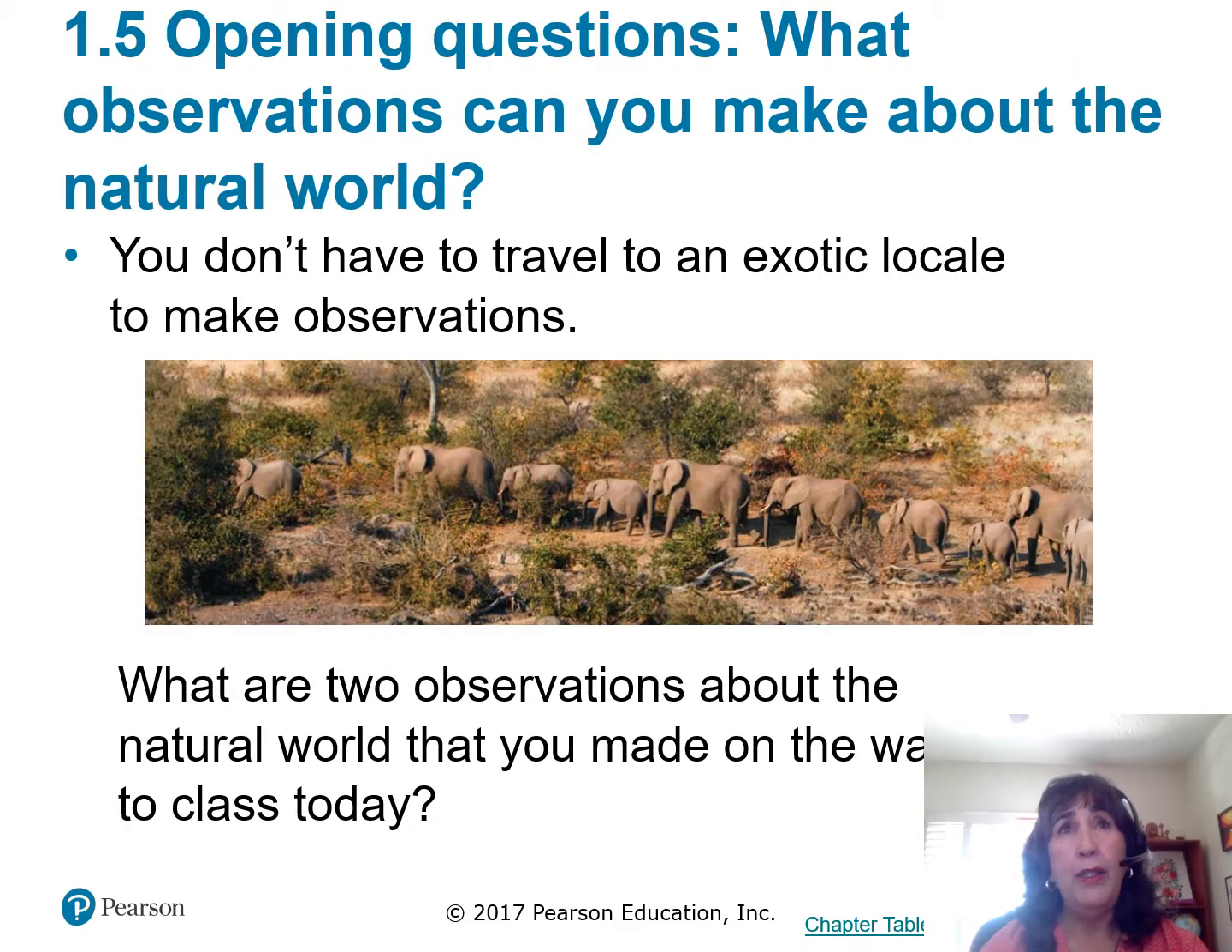Another opening question: what observations can you make about the natural world? We don't have to travel to exotic places like Africa, even though I'd love to go there. We can look around at our own beautiful Chihuahuan desert. So do you guys have any observations about the desert?